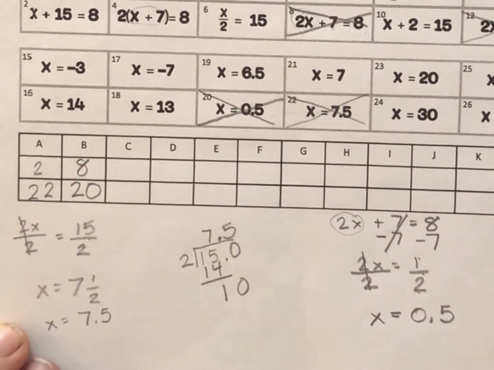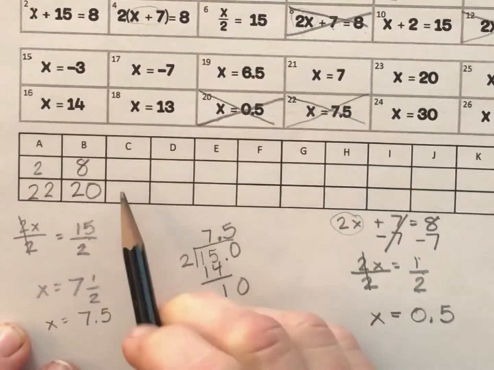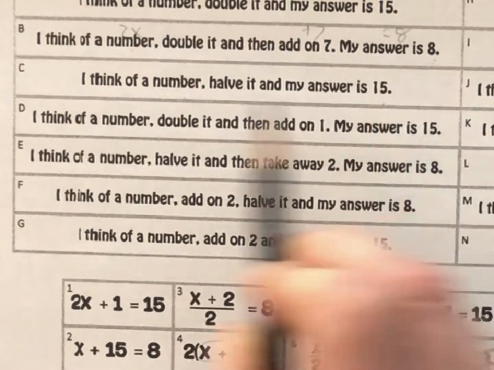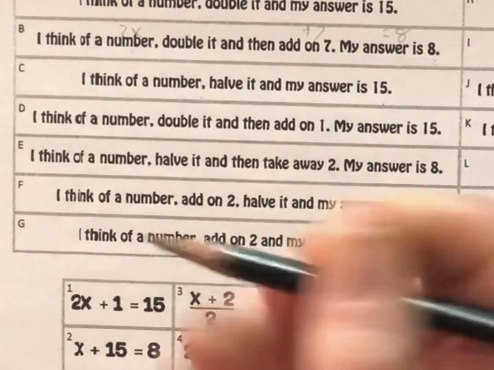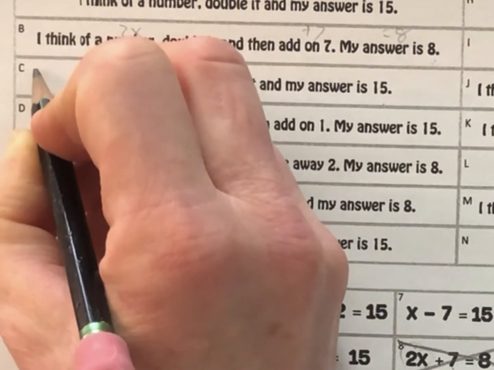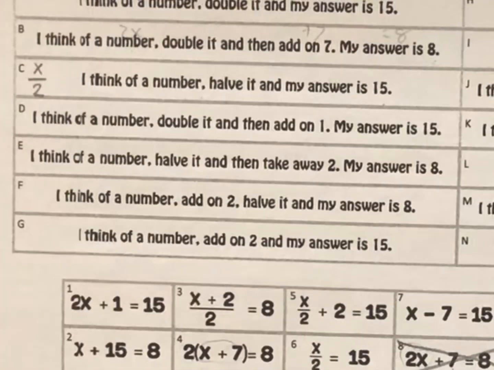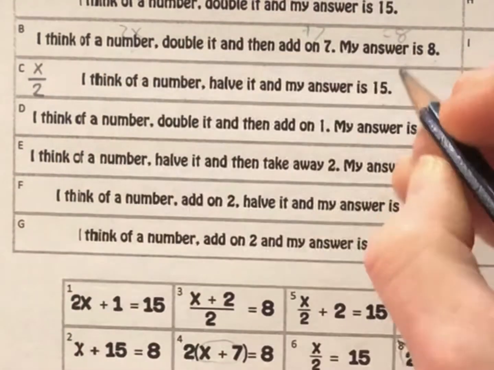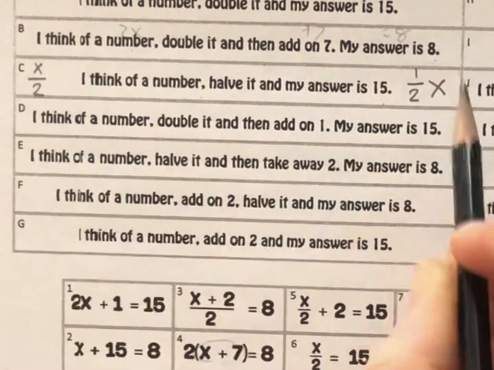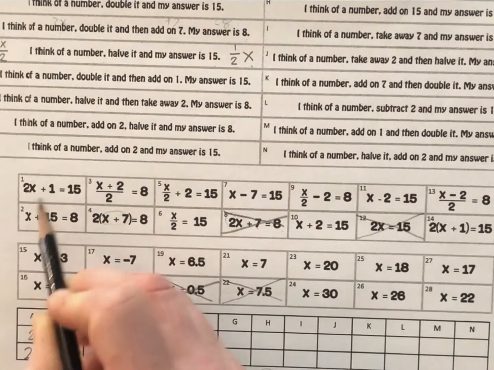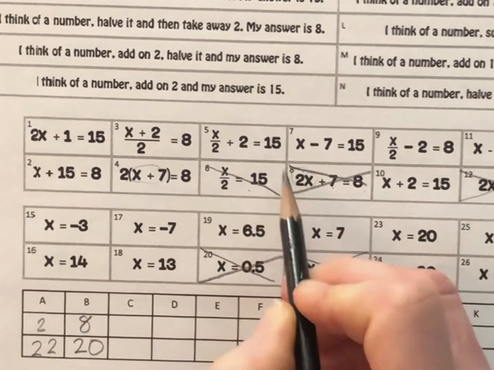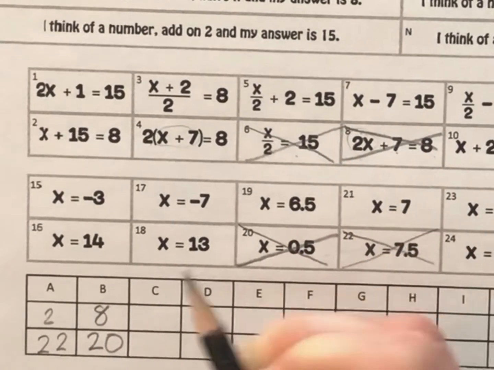Let's do one last thing. I'm just going to help you find the equation that goes with C. I think of a number, half it, and my answer is 15. So x, so there are two ways to write that. I'm either going to write x divided by 2. That's one way to show half. Or I could write, I'm going to put it over here, 1/2 times x. So it's going to be written either that way or that way. They're both the same. So think of a number and half it. My answer is 15. It's 6.